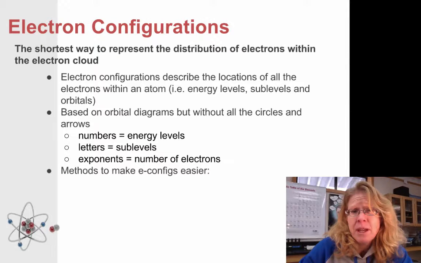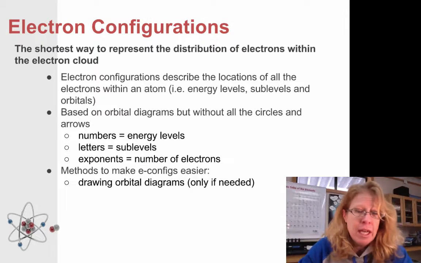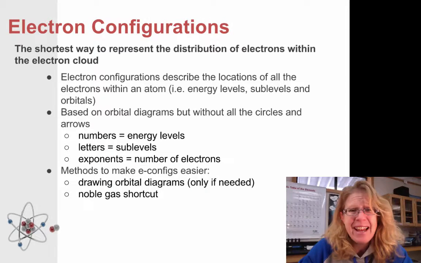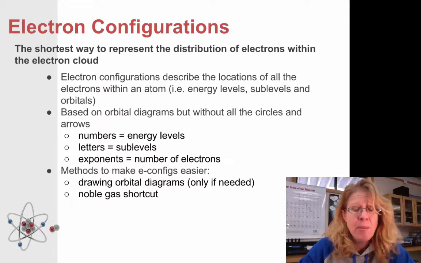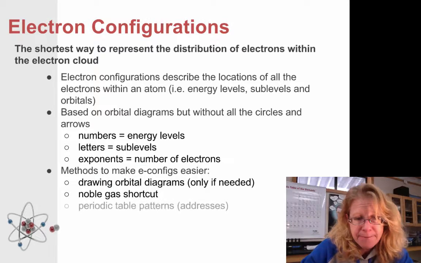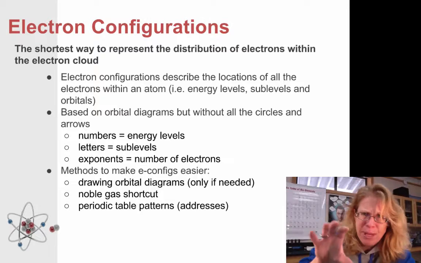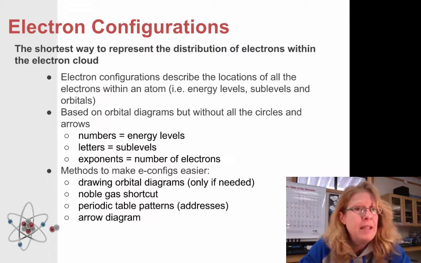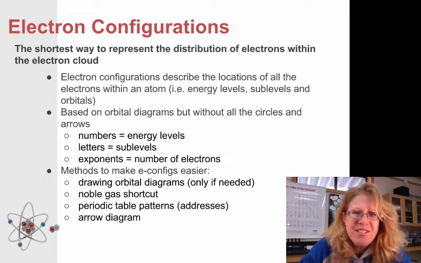Some methods that we can use to make electron configuration writing easier. Number one, you can draw that orbital diagram first if you want to. Not necessarily required, but you can. Number two, the noble gas shortcut. If you can use that accurately, that's always a good thing. And again, that helps you eliminate a long electron configuration by replacing it with a noble gas in square brackets. If you know how to use the periodic table with the pattern, sort of the address method, if it's in the p block, third column, fifth row, that can also make it a lot faster, especially if you use it in conjunction with the arrow diagram. So all of these things together are ways that we write electron configurations.